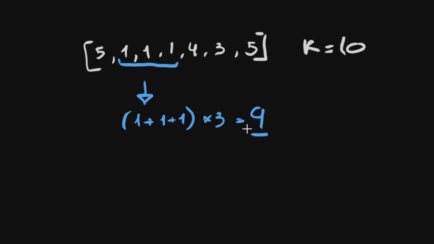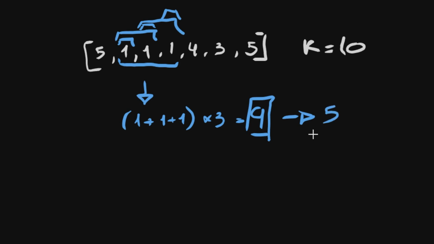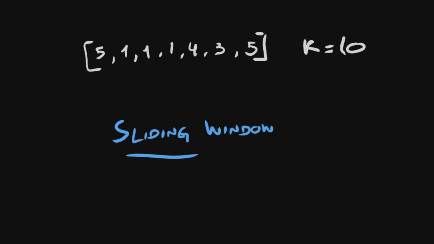But if this is 9 and 9 is smaller than k, we also know that this array is valid, this one is also valid, this is valid, and this is valid, and this is also valid. So just with this information, we know that here we have 5 valid subarrays to add to our result. Now the question is, how can we solve this in big O of n time complexity? And the answer is with sliding window.